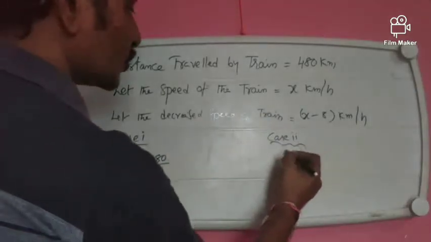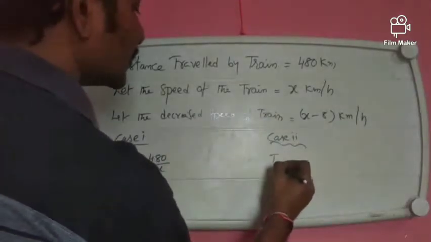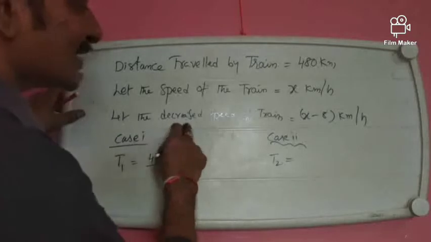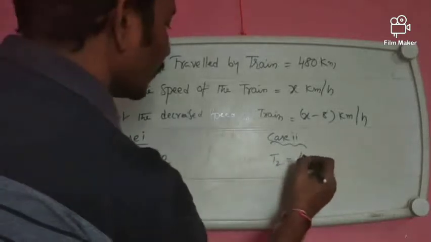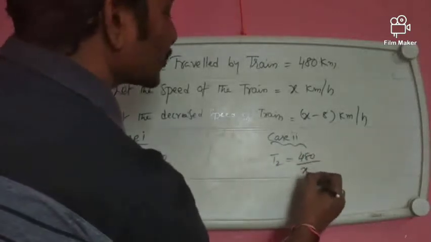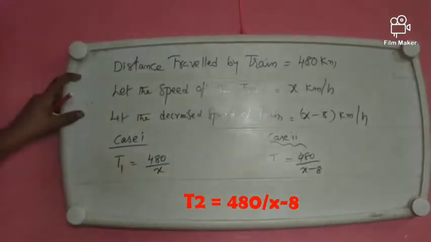480 by X. Here, case 2, T2 is equal to the time taken by the train with the decreased speed, T2 is equal to 480 by X minus 8. These are the two conditions.